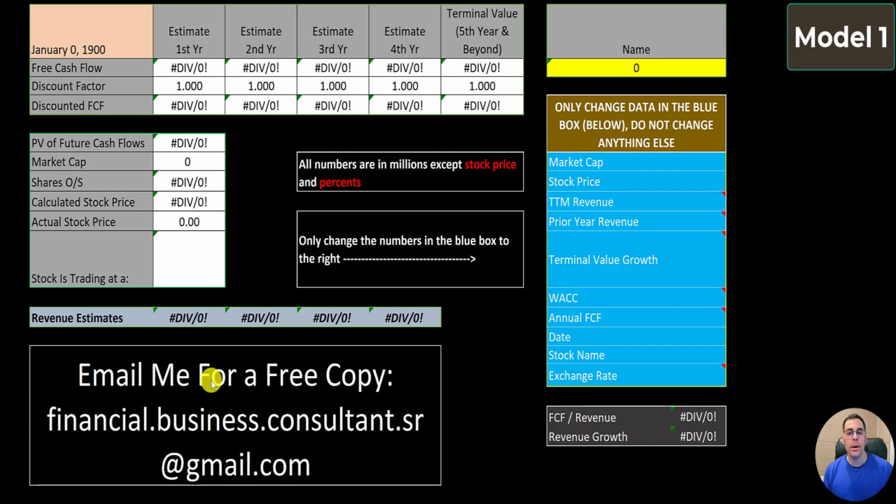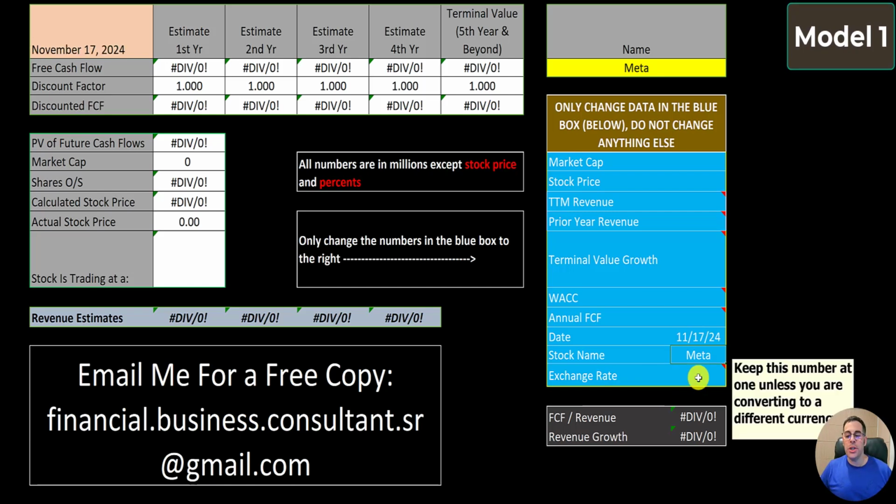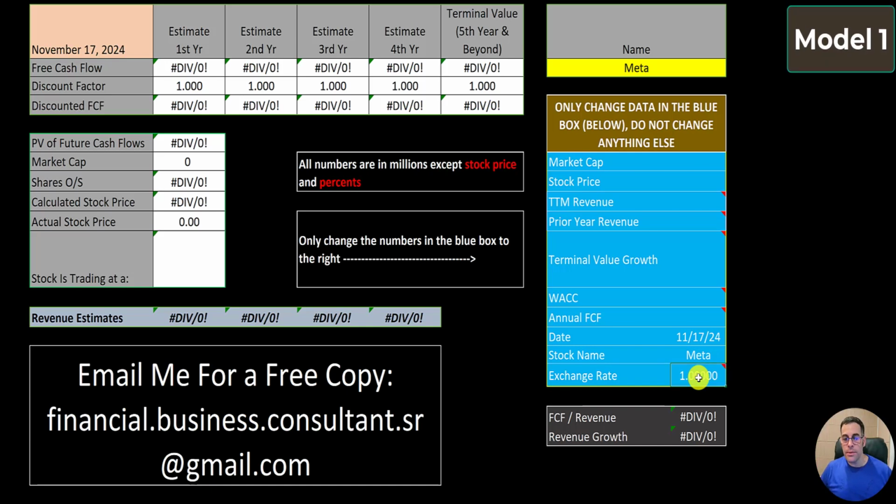Let me show you how it works. I'm going to use Meta as an example. First, enter the name of the company, Meta, put today's date, equals today, parentheses, 11/17. Keep the exchange rate at 1 unless you're doing a foreign company. So 1 for the exchange rate.